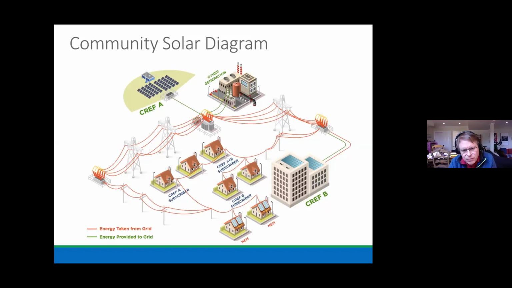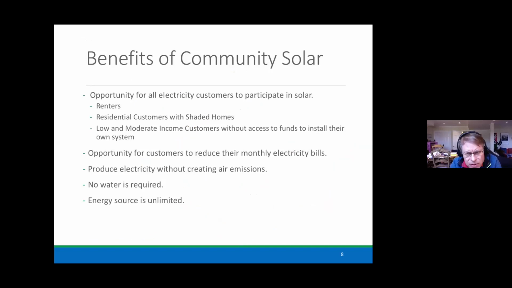All right, so we move down to the next one. One of the things that we would stress is the benefits of community solar. And it is an opportunity for all electricity customers to participate in solar. Customers who rent apartments or live in other home rentals can participate because they don't own a home where solar arrays can be placed on the rooftop. There are many residential customers who live deep in the woods or live with a roof that isn't oriented properly towards the sun, and it allows customers in that situation to also participate in solar.